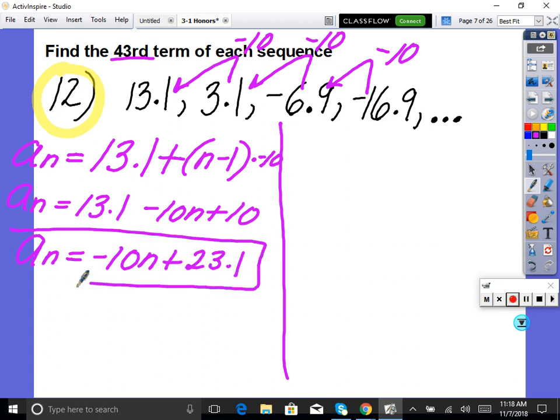Now I can find the 43rd term. I would plug it in, and you would get negative 406.9. Yes? Didn't we already learn how to plug in our numbers on the stat menu on our calculator and just use linear regression? So you don't really have to do all that work, and we can just have the calculator give us the number.